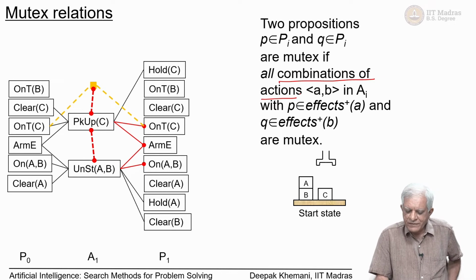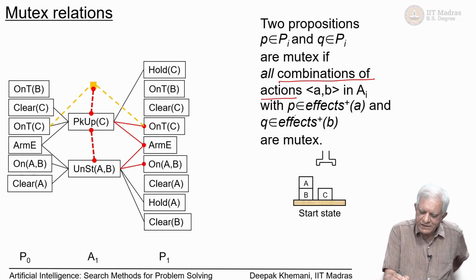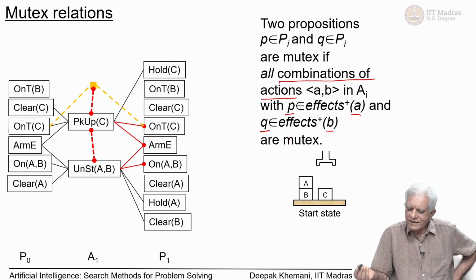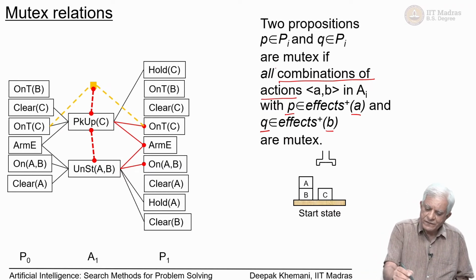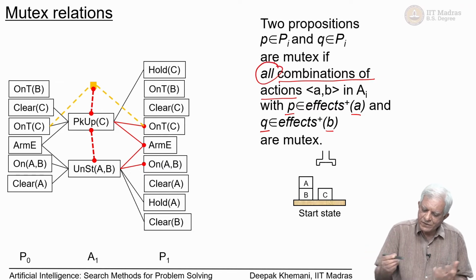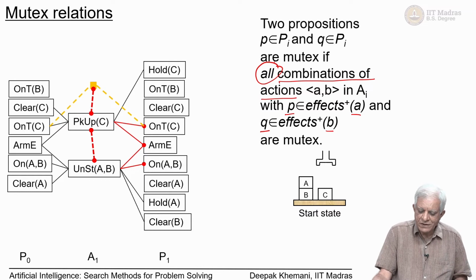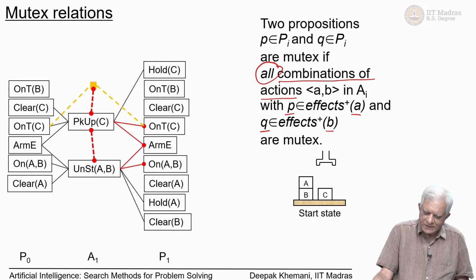where action A produces P and action B produces Q, but if A and B are mutex, then P and Q cannot be produced at the same time. And so, if all combinations of actions which produce them together are mutex, then propositions P and Q cannot be true at the same time.